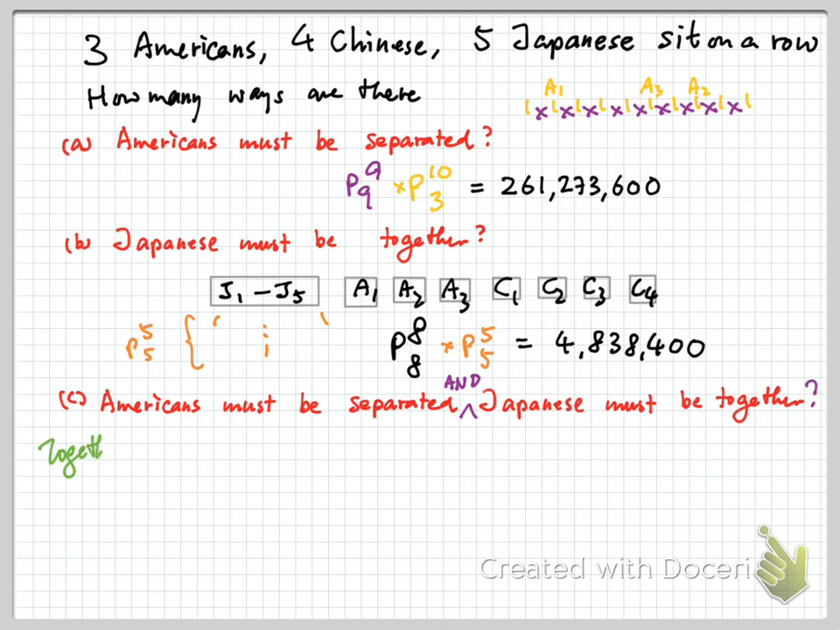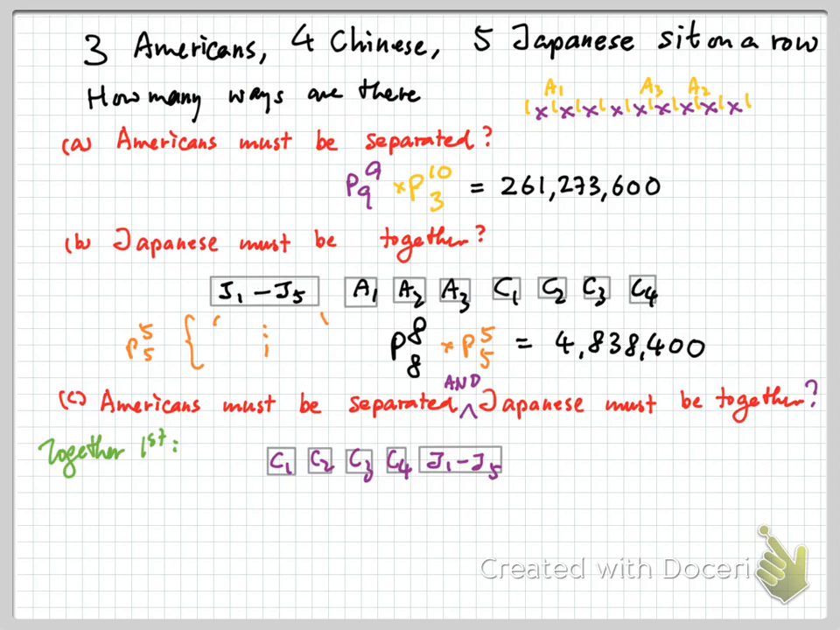Alright, togetherness first. Alright, so now, never mind the Americans, think about the Chinese and the Japanese. We have 5 boxes now. Alright, one box for each of the Chinese and one box for the Japanese. We'll put the American last. Alright, we have the Chinese, and then one box for the Japanese. And first we line them up, right?